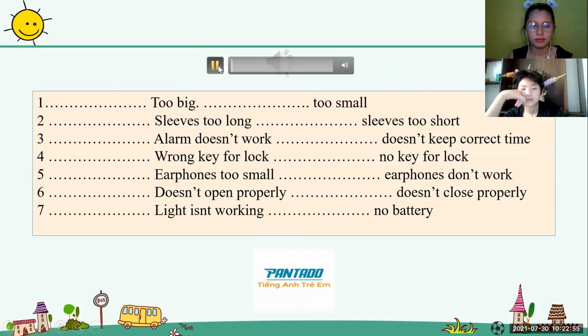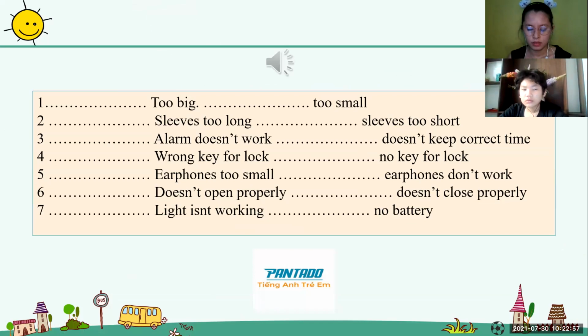Activity 5. Listen to people returning things to a department store. What's wrong with each item? Tick the best answer. 1. I'm afraid I'll have to change these shoes. I just can't get into them. Have you got a bigger size? 2. I'd like a sweater with longer sleeves. These are too short.